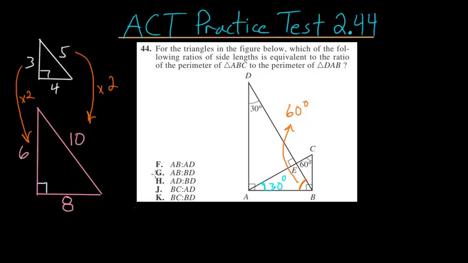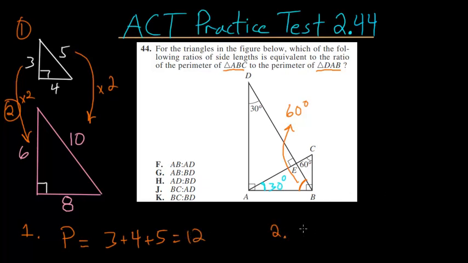So for this problem, we're looking at the ratio of the perimeter of triangle ABC to the perimeter of triangle DAB. So we're thinking in terms of perimeters. Now, let's see what happens to the perimeters of each of these triangles and how they relate to each other. So we'll call this triangle 1, and this one here can be triangle 2. So for triangle 1, its perimeter is just 3 plus 4 plus 5, which is 12. And for triangle 2, our perimeter is 6 plus 8 plus 10, which if you add these all together, you get 24.